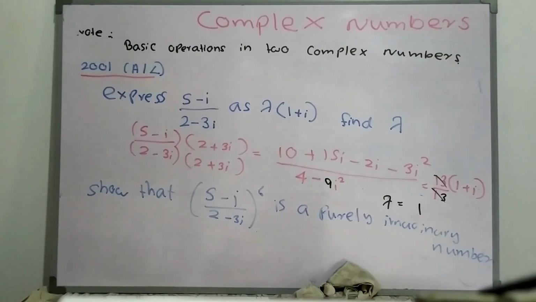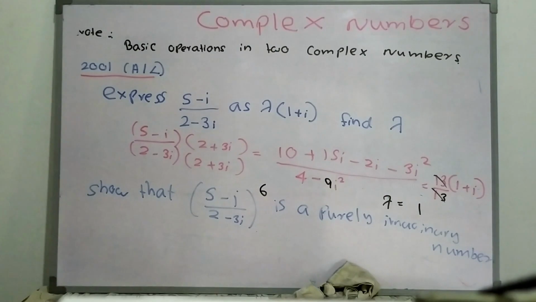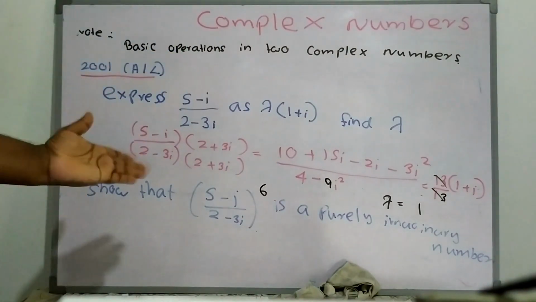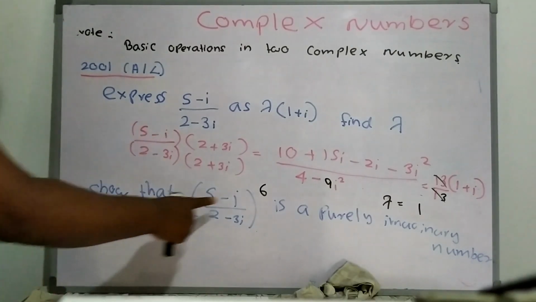Show that (5 minus i) over (3 minus 2i), the whole thing to the power 6, is a purely imaginary number. So can you remember in the theory part I told you: if the real part is 0, this complex number is known as a purely imaginary number. If the imaginary part is 0, that number is known as a purely real number. Now they asked to show this number is purely imaginary. So before that you have to simplify it. Now we have simplified this part.